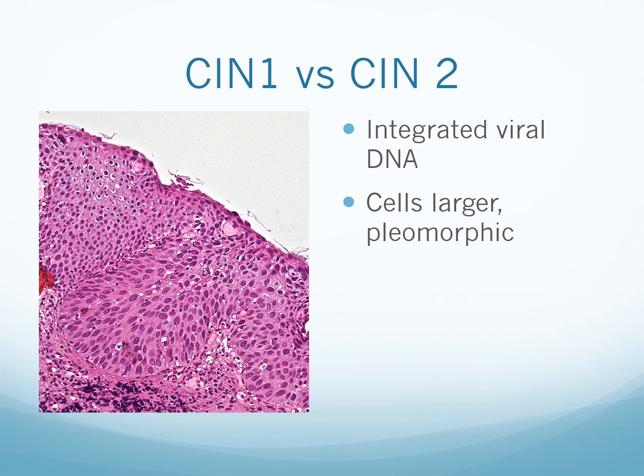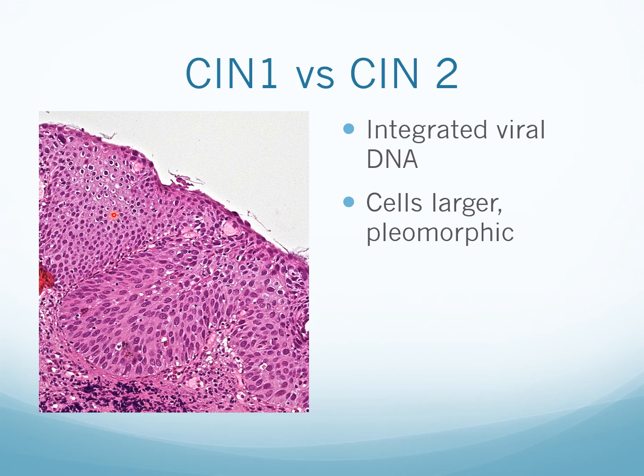In this picture, we can see an area of CIN1 similar to that which we've previously looked at, and an area of CIN2. CIN2 is classified as a high-grade squamous intraepithelial lesion. You can see the cells are larger and more pleomorphic. You can see that the thickness of the atypical cells extends to the midpoint of the epithelium. You can see that there are atypical mitoses.